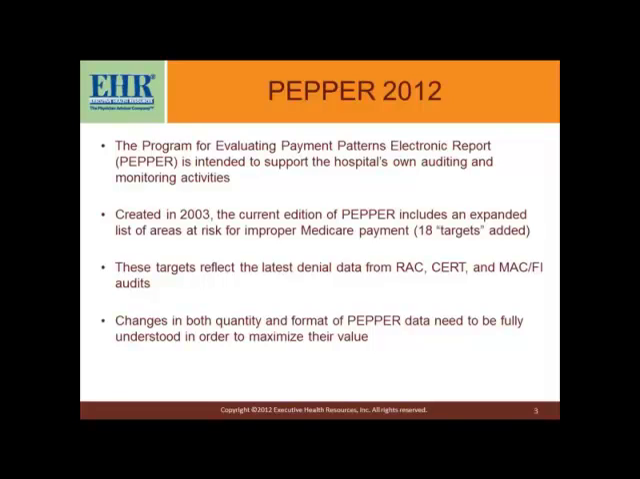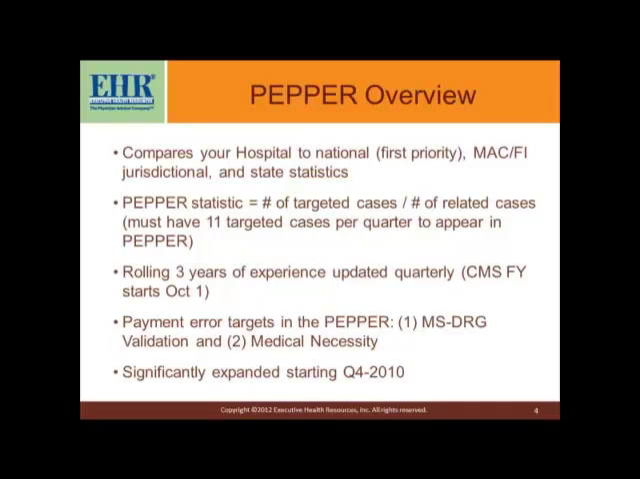There have been some modifications to it over the years from 2003, and they currently have 30 evaluation categories that are split up into 9 DRG validation and coding, and then 21 medical necessity. And we'll talk about some of the ways to evaluate that going forward. As a quick overview, your PEPR compares your hospital to other hospitals across the country, other hospitals in your MAC jurisdiction, and other hospitals in your state. And for each one of the evaluation categories, which we'll go over relatively briefly, it's the targeted area being measured over a bigger group of related cases.